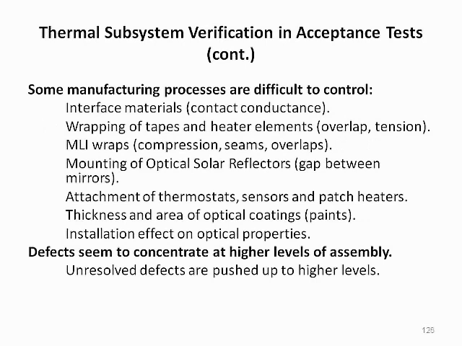Workmanship-sensitive manufacturing processes that are difficult to control include installation of thermal interface materials, which affects contact conductance, wrapping of tapes and heater elements, MLI compression, seams, overlaps, gaps between optical solar reflector tiles on radiators, attachments of thermostats, sensors, and patch heaters, the thickness and area of optical coating such as paints, and the effects of installation on surface optical properties.